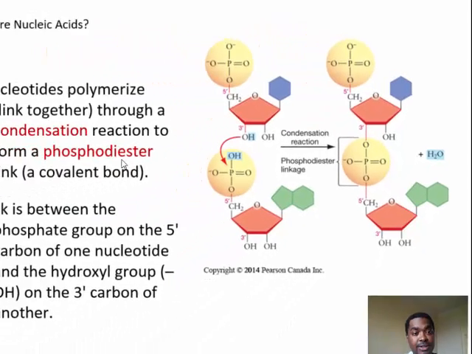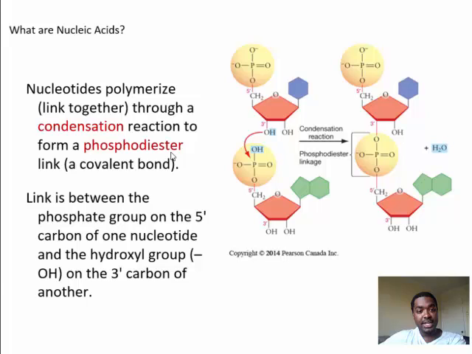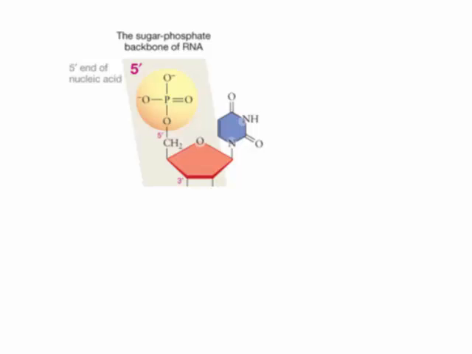You know that these covalent bonds have fancy names. In nucleic acids, the fancy name is a phosphodiester bond. What was it in carbohydrates? Glycosidic linkage. Proteins, peptide bond. Nucleic acids, phosphodiester bond. And the phosphodiester bond is going to make a chain just like we saw in our other molecules.